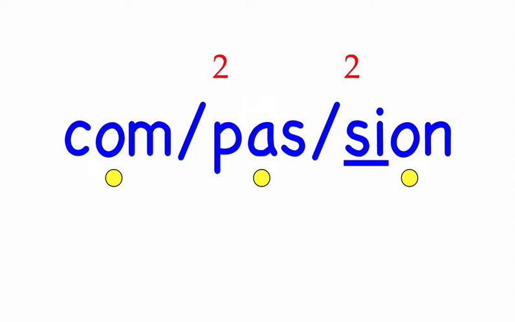Com, pass, shon. First, we look for teams in a word. We look to see if a letter is representing its second sound or if we have a silent E. We have one team in this word, SI. Next, we identify vowel sounds. Now we divide the word into syllables. Finally, we associate vowel group numbers with our vowel sounds. Com, pass, shon.